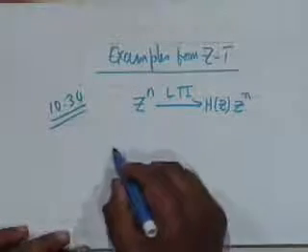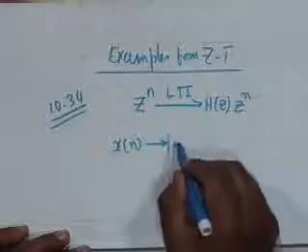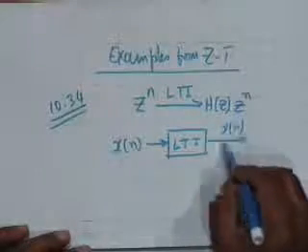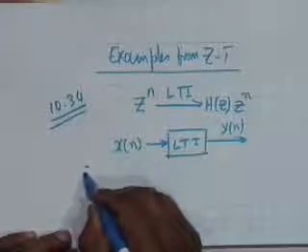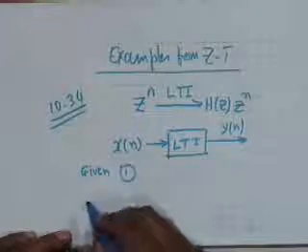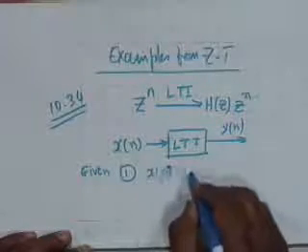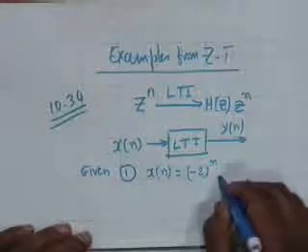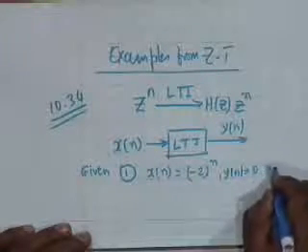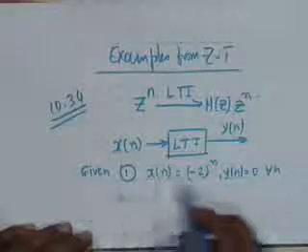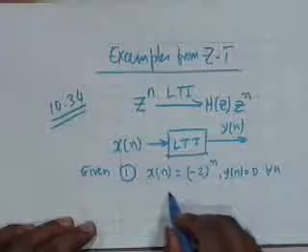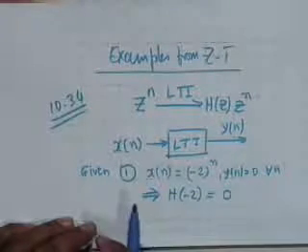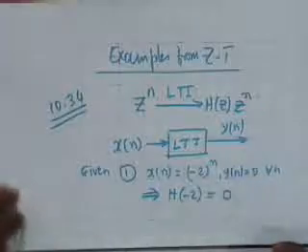And the problem states like this, that we have an x of n given to an LTI system and the output is y of n, and two conditions are given. It is given first that if x of n is minus 2 to the power n, then y of n equals 0 for all n. All right. What does this imply? It implies that H of minus 2 is equal to 0. That's it. This is the thing that is to be recognized from this.